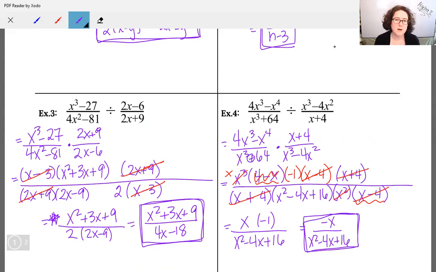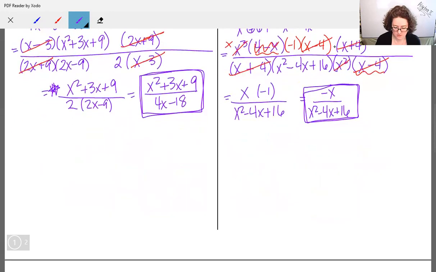So the only other problems that we need to check out are really just another way to write a division problem, but they're still just a division problem. So as we look at our second page, oops, I need to save.